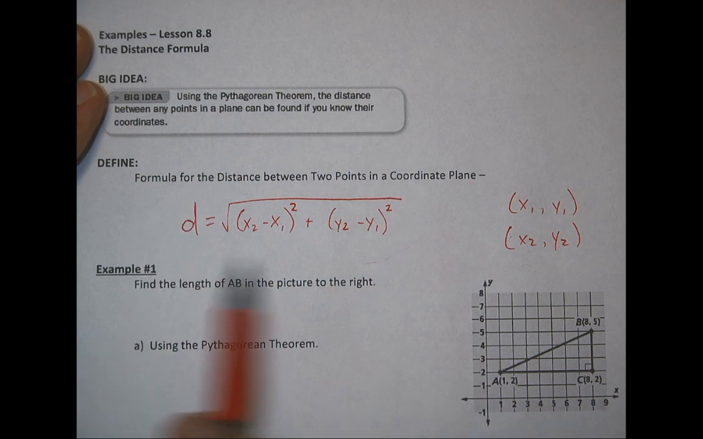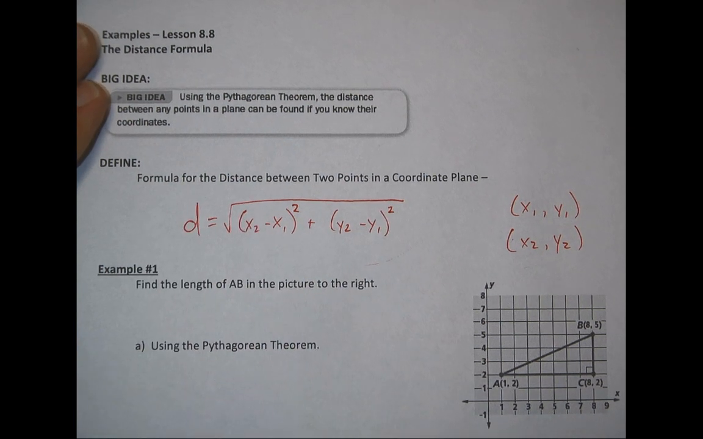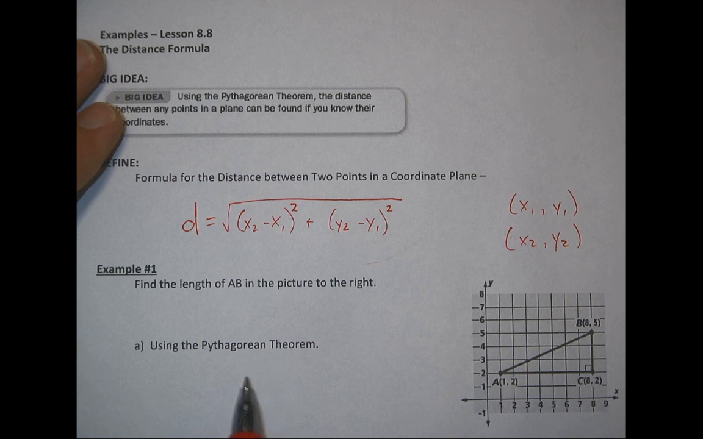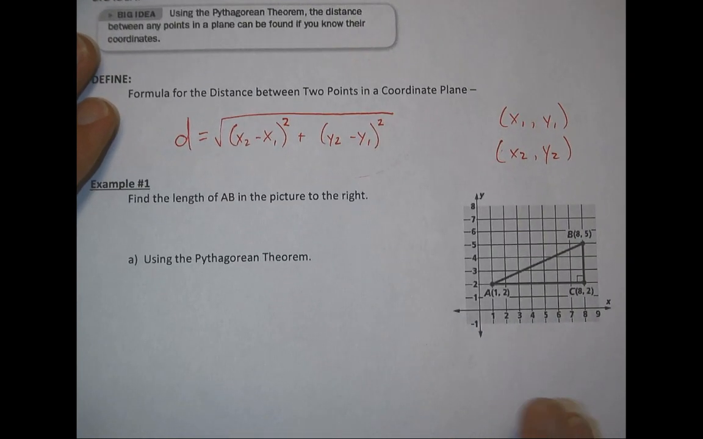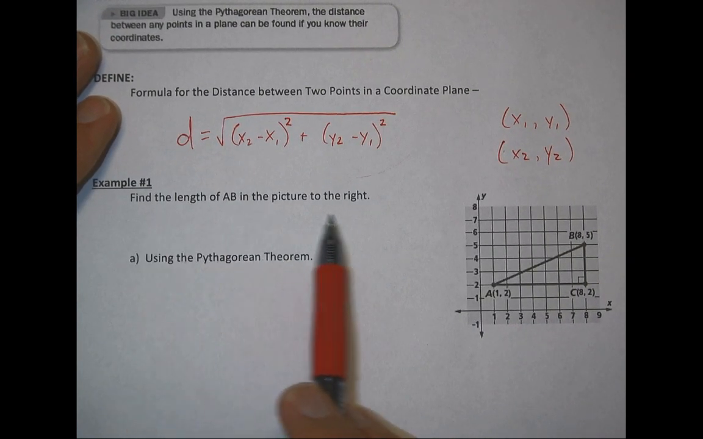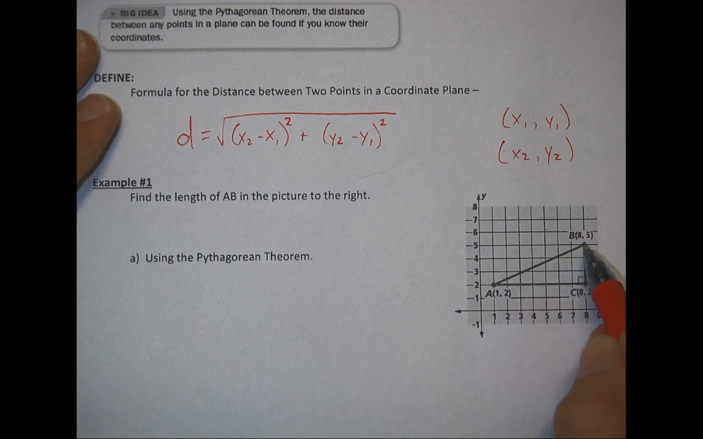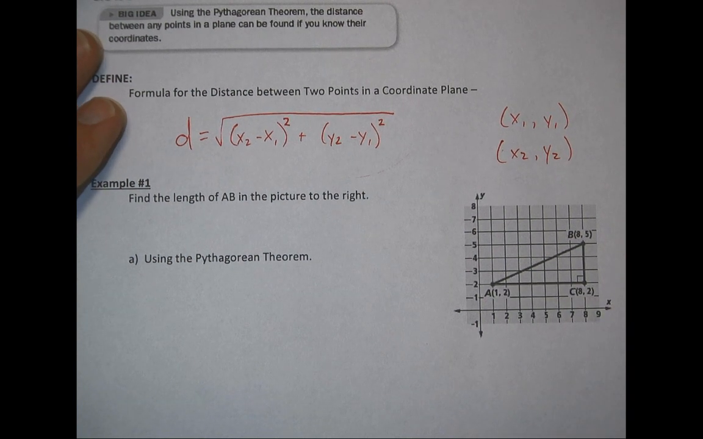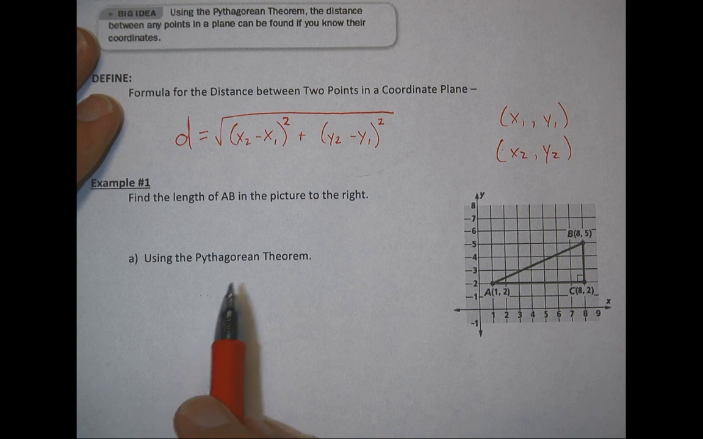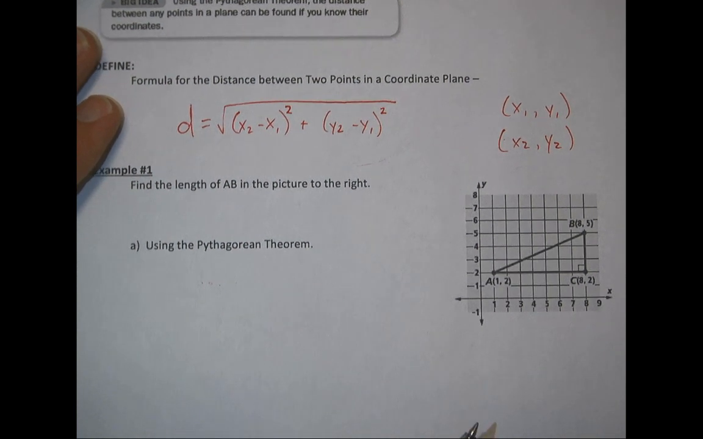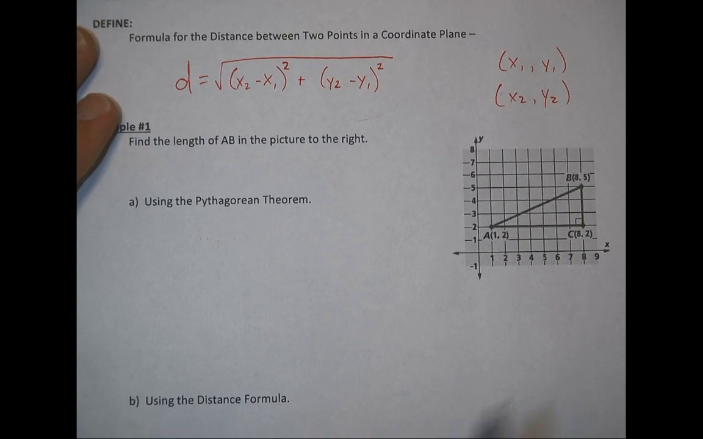Now, nobody just made this up. Where this came from was the Pythagorean theorem. So we're going to kind of show you where this comes from and how it works. We're going to find the length of AB in the picture because we can't just count boxes. If we counted boxes, we'd say it's 7, but clearly it's longer than this line if you laid it down. So 7 is not the correct answer. We're going to use the Pythagorean theorem first, and then we're going to use the distance formula right after that, and they should give us the same answer.